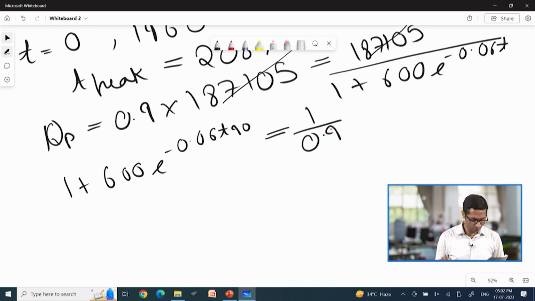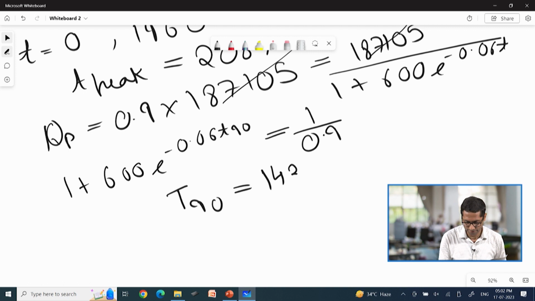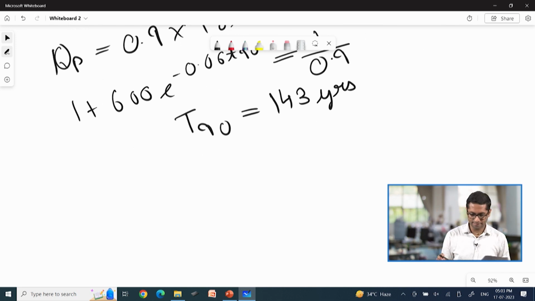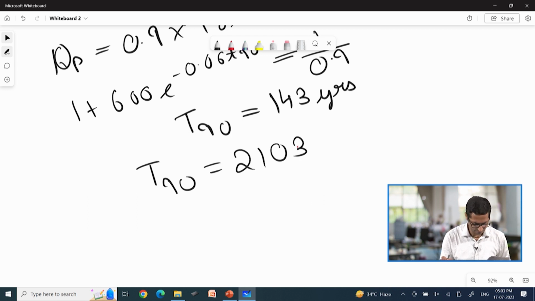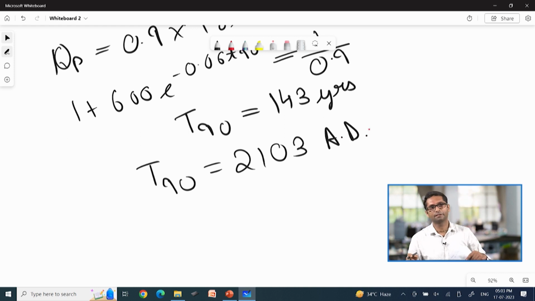I can do this calculation, and the time for the T90 would come around to be around 143 years. And if 1960 was the start year, this T90 is going to happen around 2103 AD. So, this is a much more realistic time frame when we are going to run out of all the coal reserves that are available in the country, roughly 80 years from now.